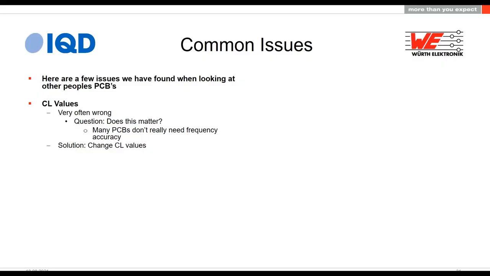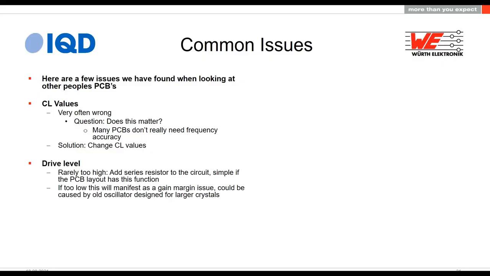Big question for you though is, does that really matter? Do you really need frequency to be that accurate? Yeah. If you're just using it to run a microprocessor, it probably doesn't matter. If you're doing some sort of comms system with another system, then it probably is important to you. The solution to that problem is always to change the CL value. So change the capacitors on your PCB, yeah.